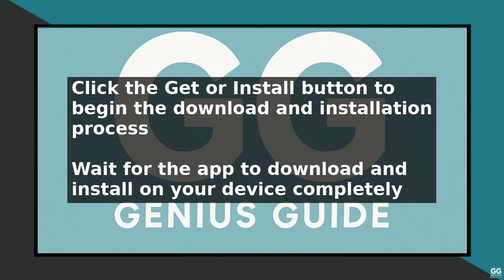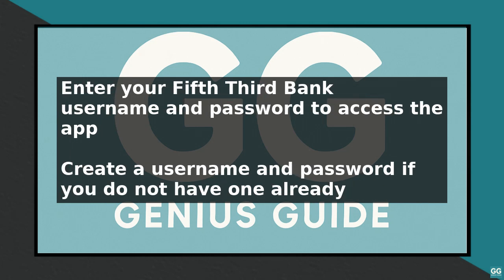Next, you will be given the option to turn on notifications and allow the app to access your location. These features will enable you to receive alerts and find nearby ATMs and branches.